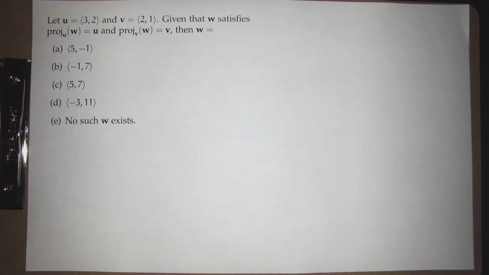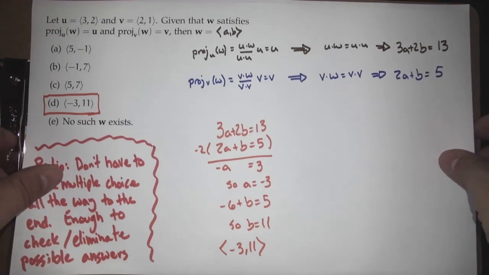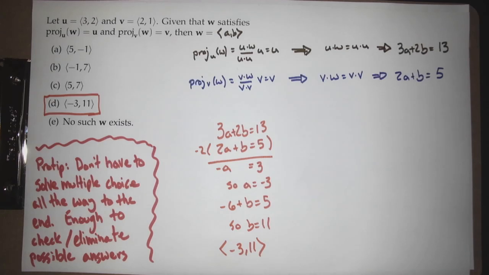Anyone have an answer? The answer is D. There is, in fact, such a W, and it's (-3, 11). Now, how would you solve this?